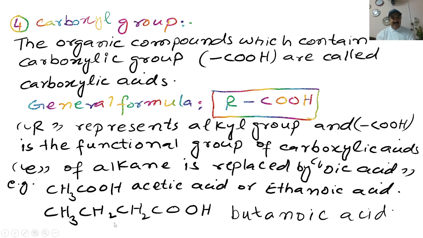Here CH3, CH2, CH2, COOH. So here we see four carbon atoms, 1, 2, 3, 4. So in alkane, if there are four carbons, it is called butane. So the E of butane we replace here by OIC acid because it contains COOH.